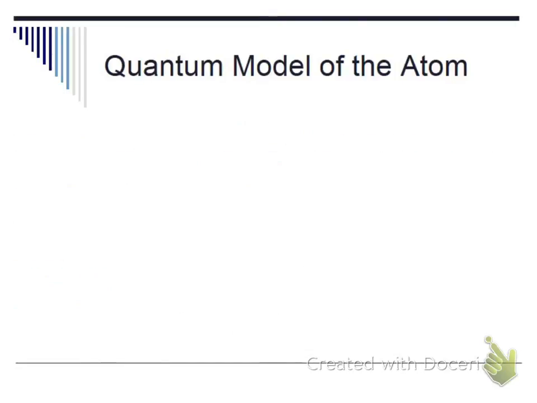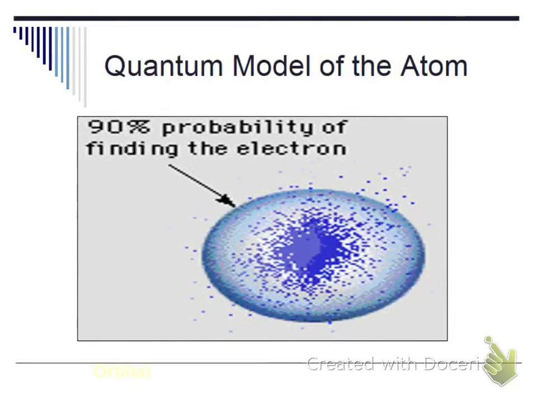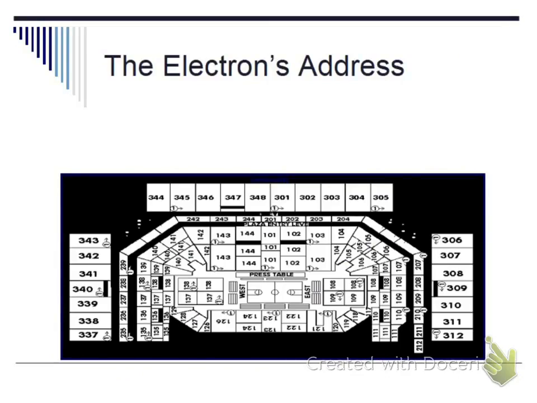Okay. All right, so quantum model of the atom. Here is the pictorial of 90% probability. So it's close enough, we're going to go with it. And this is the currently accepted model, the quantum model, or quantum mechanical model.